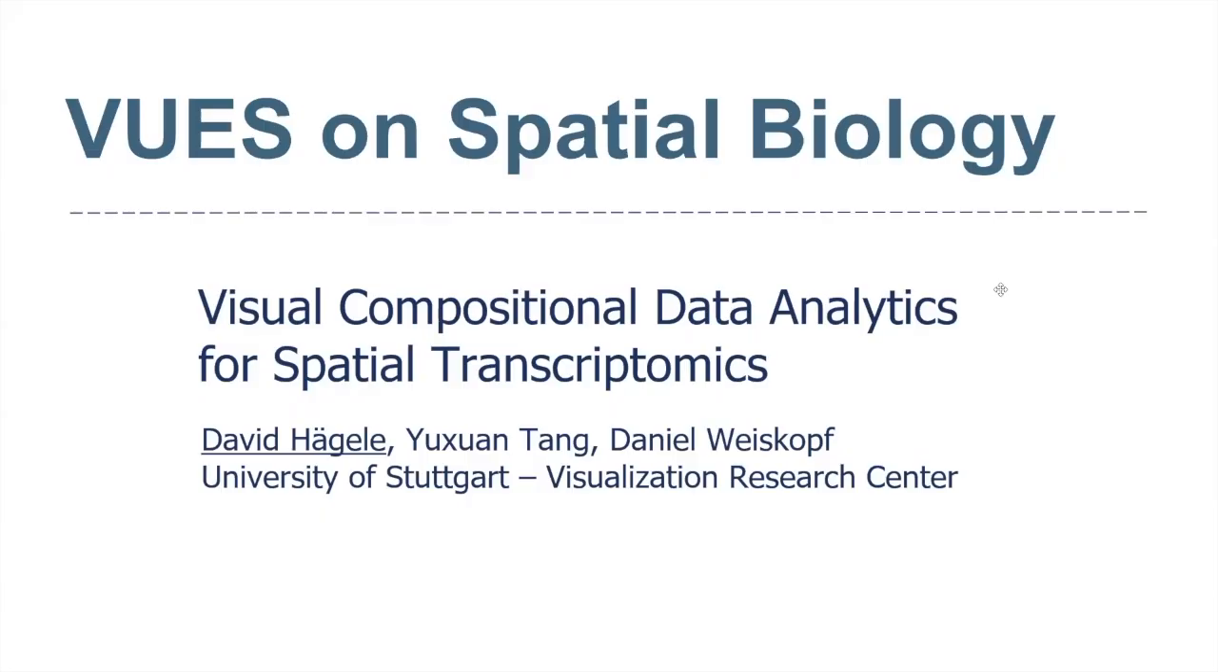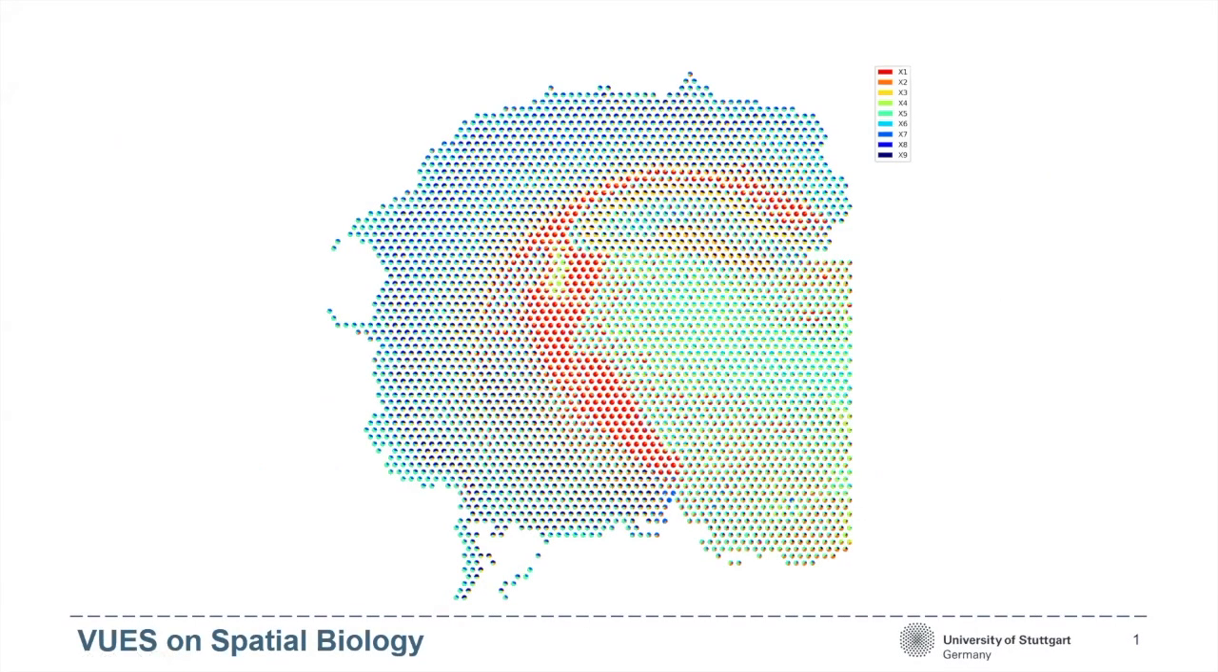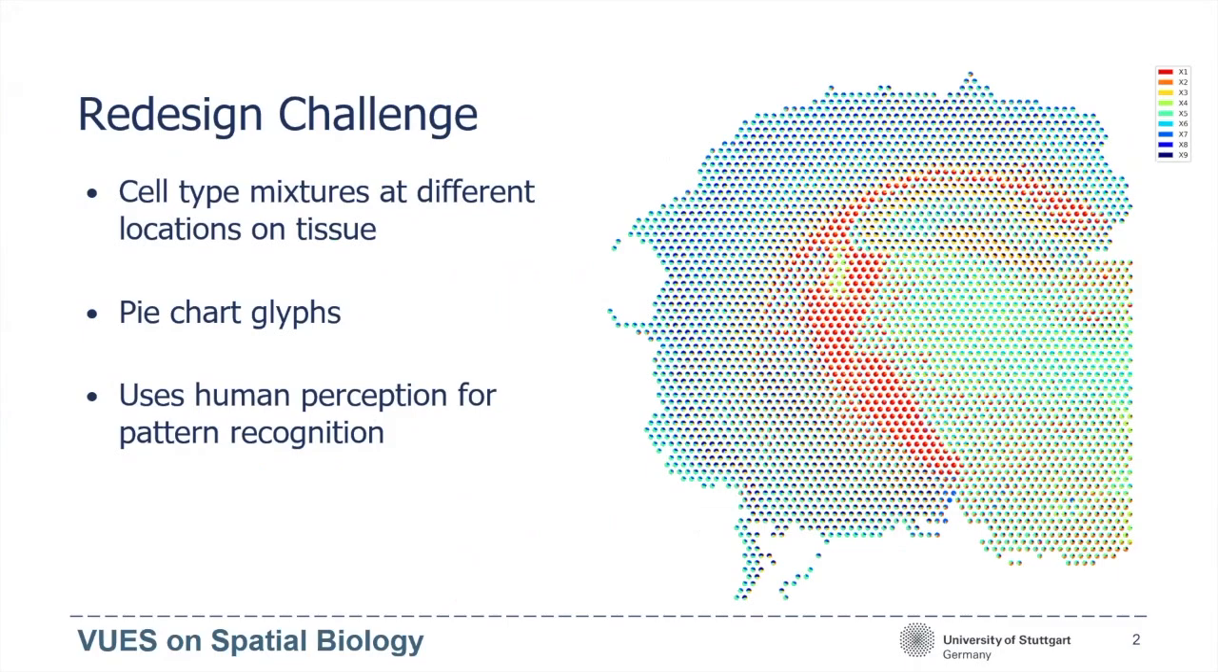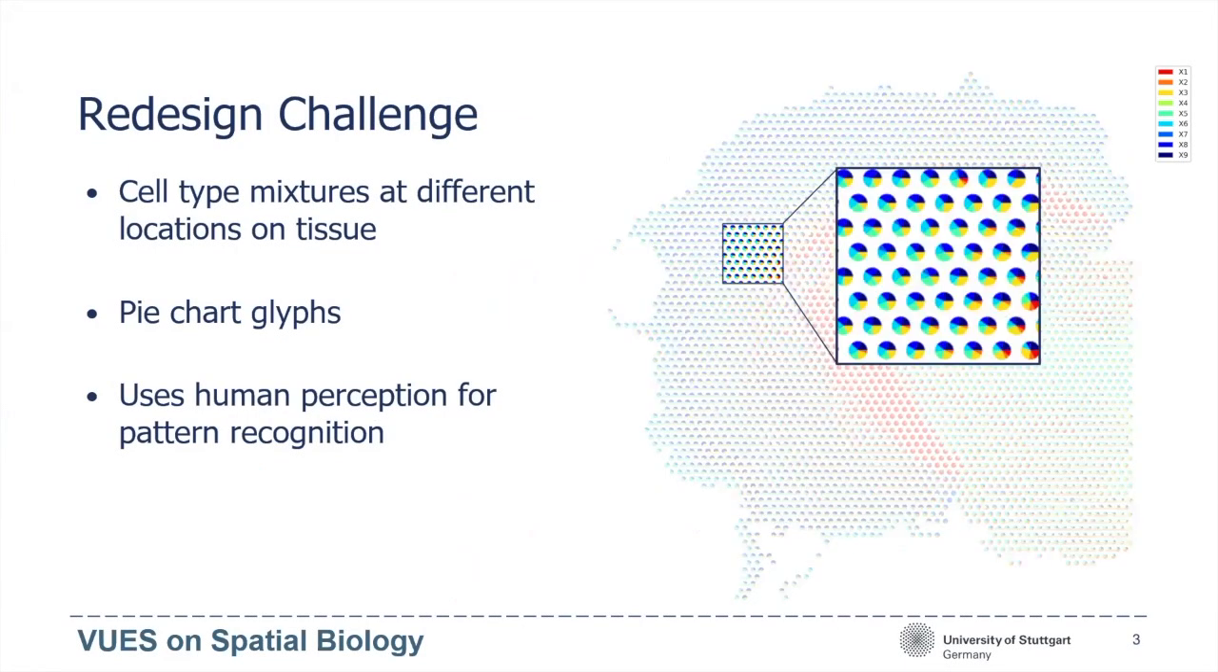Thanks Stefan for this introduction, so I don't have to do a lot of this again. For the BioMedVis challenge, this visualization was given. It's a scatter pie chart, and it represents the cell type mixtures at different locations on cellular tissue. Each pie chart represents a mixture of different cell types, and this whole visualization leverages human perception for pattern recognition. For example, by looking at the visualization, we can observe regions on the tissue that exhibit similar mixtures.